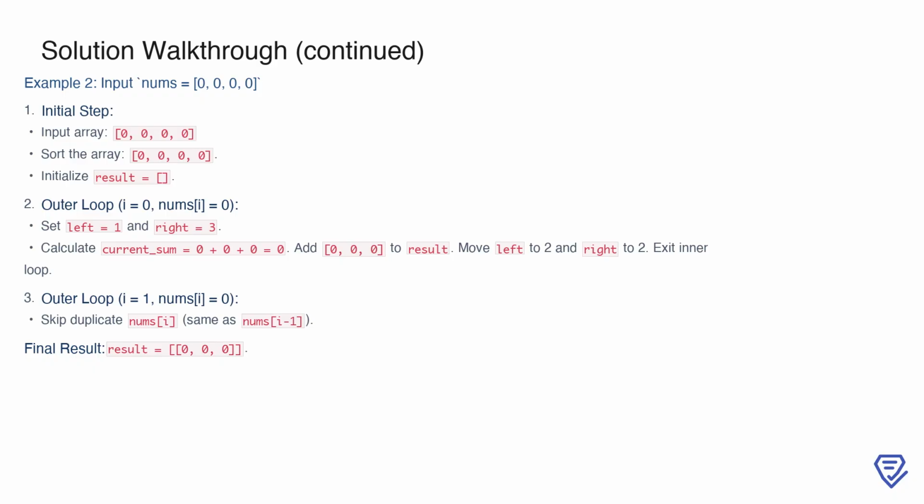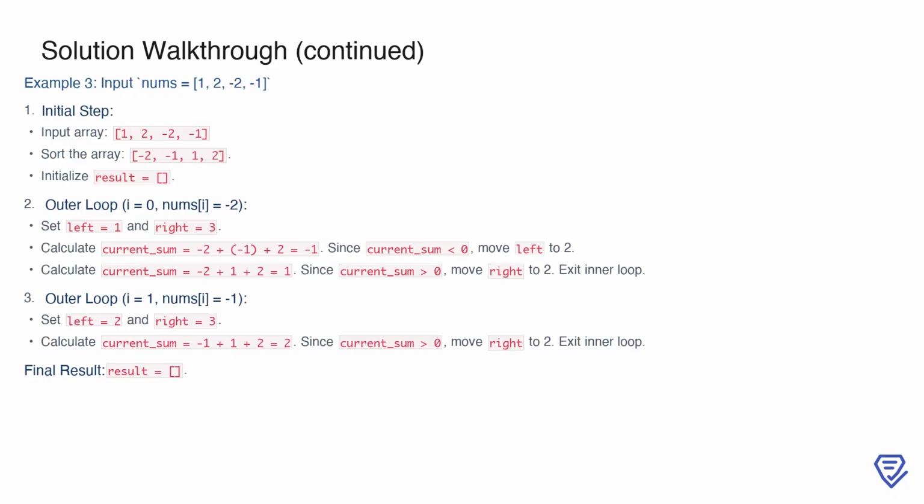At index i equals 1, we skip processing because nums[i] is a duplicate of the previous value. This ensures no duplicate triplets are added. After processing all indices, the final result for this example is result equals [[0, 0, 0]].